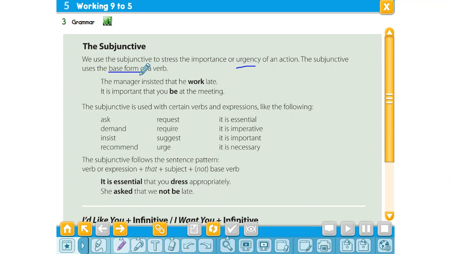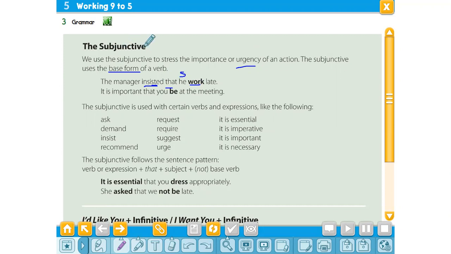Okay. The first example, the manager insisted that he work late. Here, I use insisted. Insisted is a subjunctive verb. After that, I use that, then subject and the base form, work. Okay, pay attention. He work. Teacher, you say he work? It must be he works. No, this is subjunctive. So I use he work. He plus base form without S, even if it's in the present simple. Now, it's not present simple, it's subjunctive.